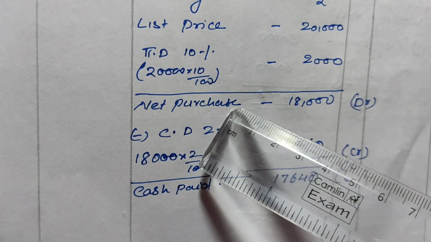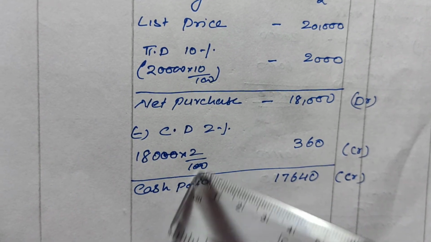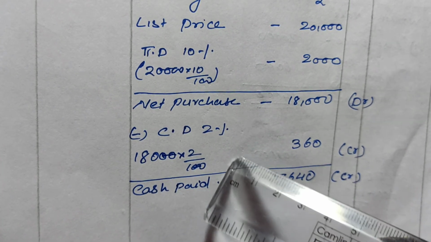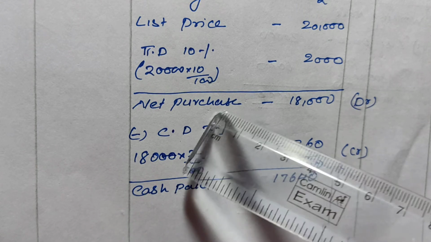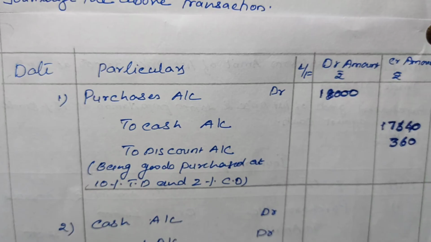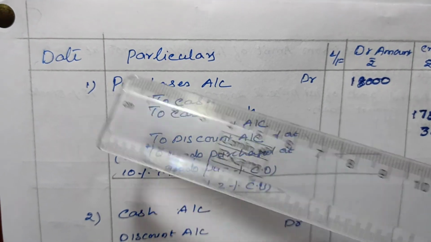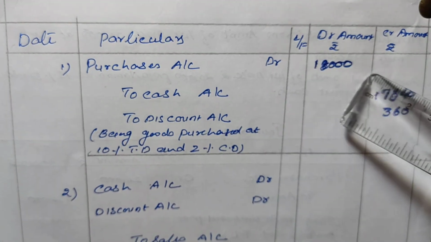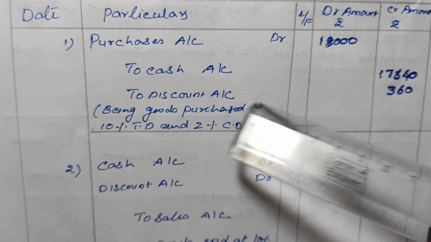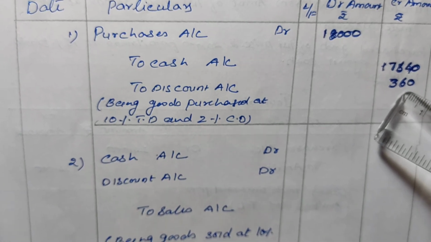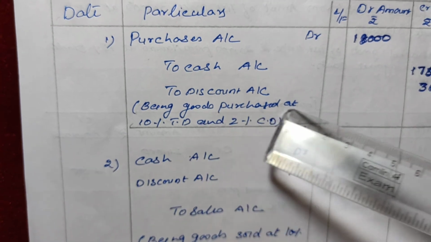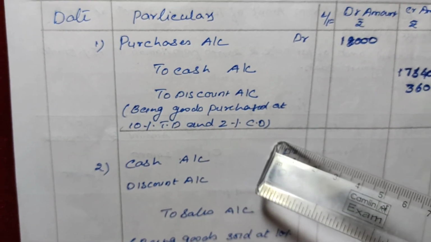So from here we can do the journal entry. What will be our entry? Purchases account debit to cash account to discount account. In cash we will write 17,640, in discount we will write 360, and in purchases we will write 18,000. Now let's see the journal entry. Purchases account debit 18,000, to cash account 17,640, to discount account 360. Our narration: goods purchased at 10% TD and 2% CD.